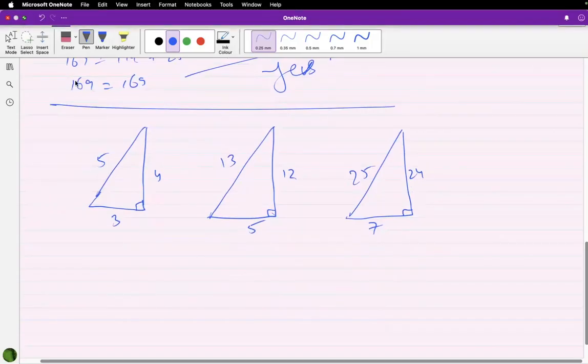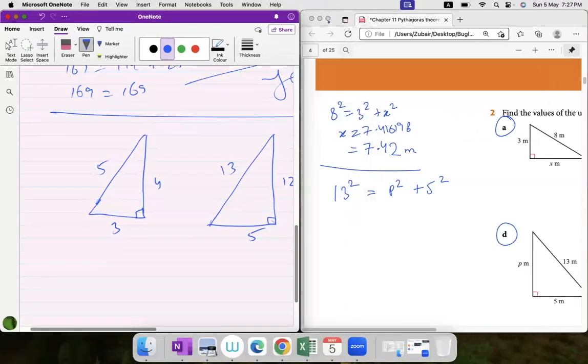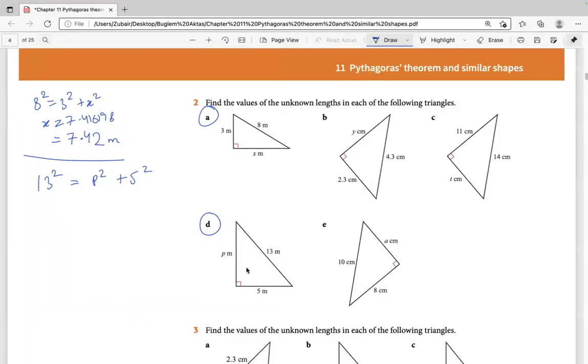So when it is 12, 13, the third one should be 5. So this is already 13 and 5. This should be 12. Now we'll just solve and check. 169 minus 25 equals p square. 144 equals p square. P is equal to 12 meters. This is not a compulsion, but if we know it by heart, yes, we'll be able to save some time.